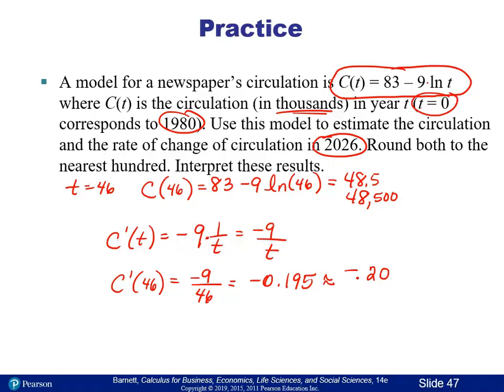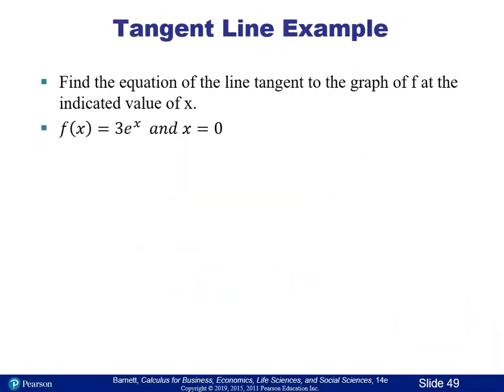So in that year of 2026, the newspaper circulation is projected to decrease because we have a negative here. It's projected to decrease about 200 papers per year. Because remember, this is thousands. So if I have 0.2 thousand, then 0.2 thousand is actually the same thing as 200 papers per year.